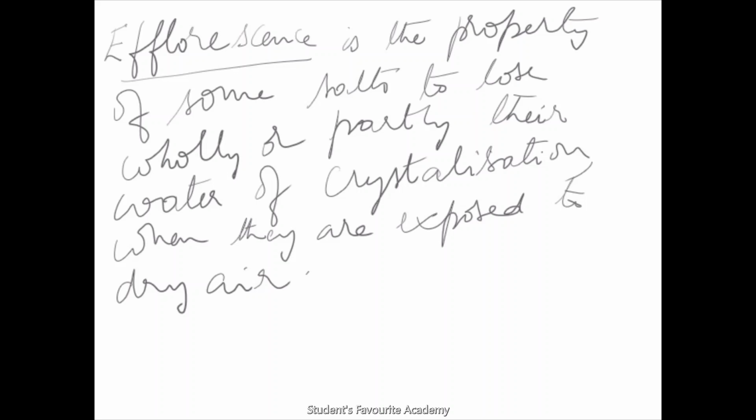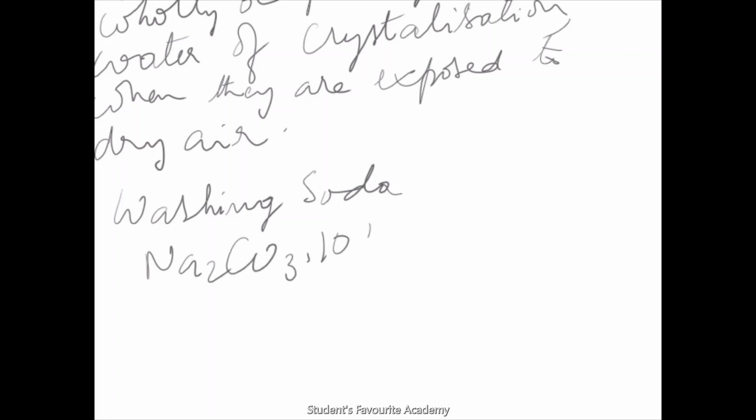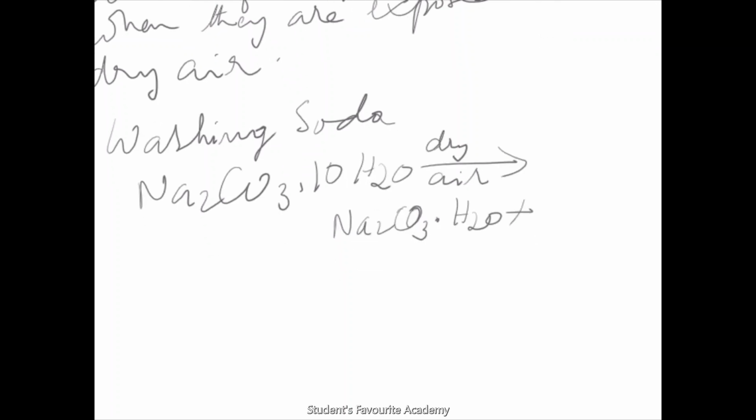Okay, now example, washing soda. What is the formula? Na2CO3 dot 10H2O. When it is exposed to dry air, it loses those 10 molecules of water. It loses partially. Here it does not lose all the 10 molecules, it loses 9 molecules and retains 1 molecule of water. That is Na2CO3 dot H2O plus 9H2O.